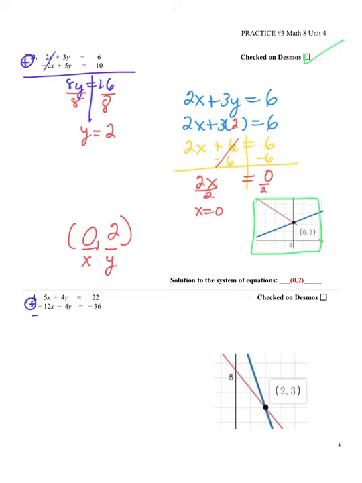So positive 5 plus a negative 12 is negative 7x. This would give me 0. 22 plus a negative 36, I end up subtracting, so that will give me a negative 14. Divide by negative 7. So x is equal to 2.